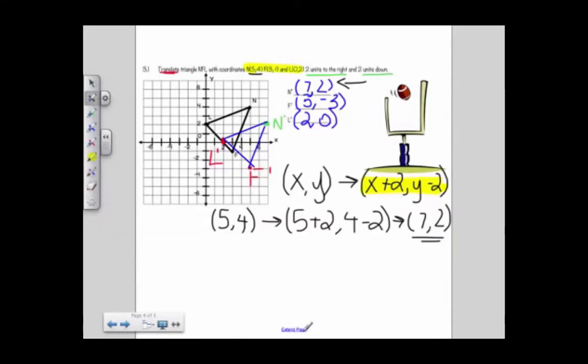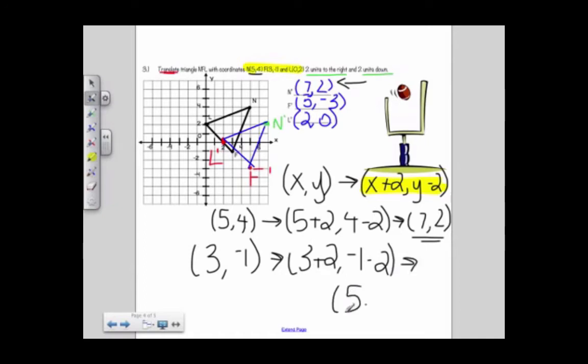Let's try it with one more example. So let's try it with the F. So if the F was (3, negative 1), this turns into 3 plus 2, and then negative 1 minus 2, which turns into (5, negative 3), which is exactly what we got for F prime right here.